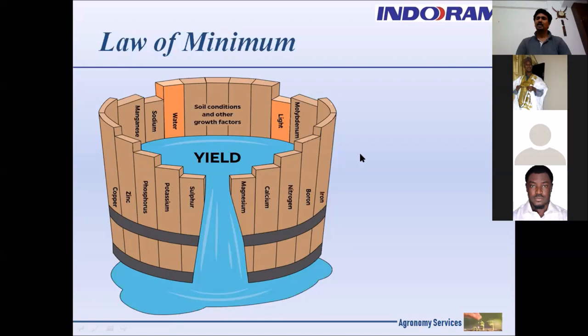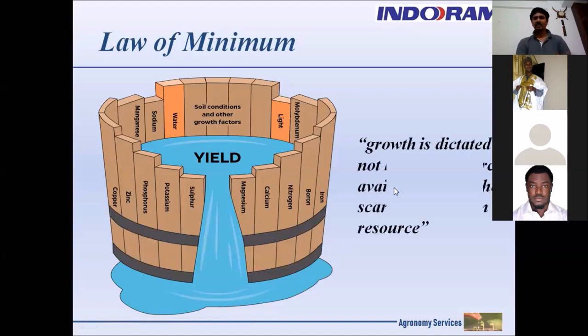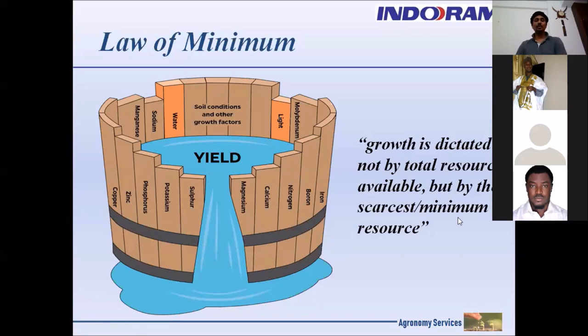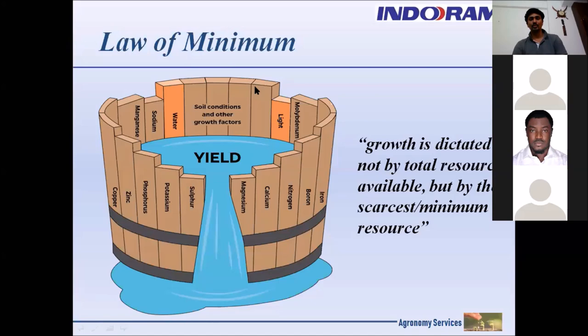So if we talk about the nutrition part, in all the 16 nutrients, if 15 elements except one are present in a sufficient quantity, even if they are higher also, but only one is deficient, then that particular nutrient is going to decide your productivity. So despite your best effort, whatever you want to add, after doing all those efforts, you will get the productivity determined by the least available factor. So growth is dictated not by the total resources available, but by the scarcest or minimum resource available for your crop growth. So that's the law of minimum, which was given by Liebig.